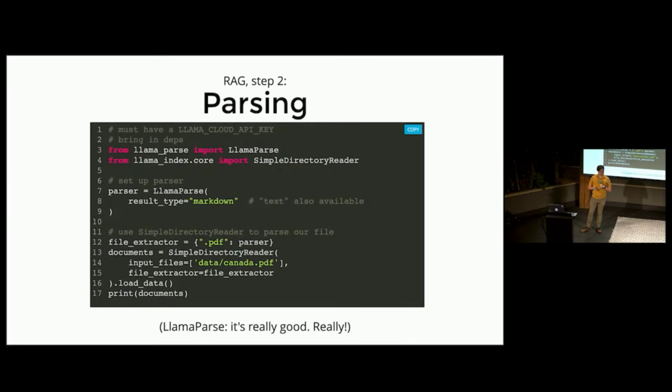The next step is parsing. As I mentioned, LlamaParse is a really useful tool in this area. This is how you use LlamaParse to do that. It can convert any type of document, really any type of document, hundreds and hundreds of types of documents, into either Markdown or text. It turns out that LLMs are uniquely good at understanding Markdown because they're trained on so much Markdown.